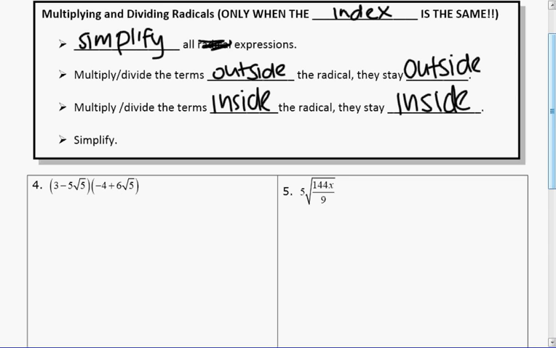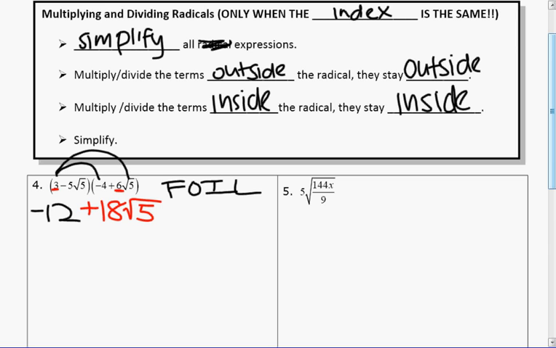So let's take a look at this one. This looks a little complicated, but all you need to know to start this off is a 4-letter word called FOIL. So you just multiply it like normal. The first one's 3 times negative 4, which is negative 12. And then you have outer, so this 3 times this 6 square root of 5. If you notice, 3 doesn't have a radical, so it's on the outside, and 6 is outside of the radical. So you multiply those, and they'll stay outside. So 3 times 6 gives you plus 18. And then 3 doesn't have a radical, so you're just going to bring the square root of 5 down for the ride.